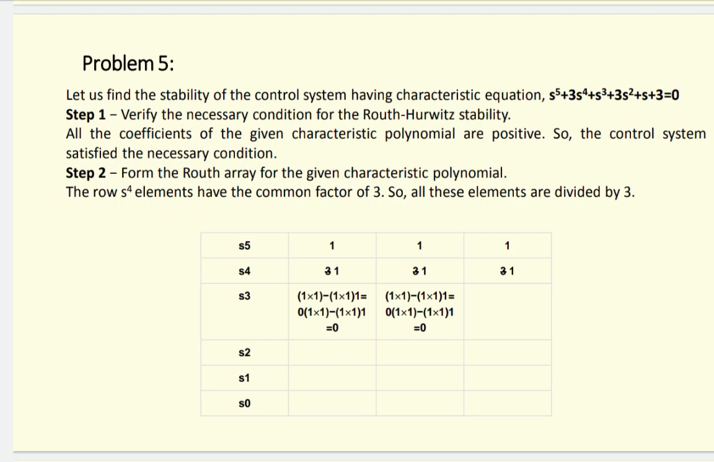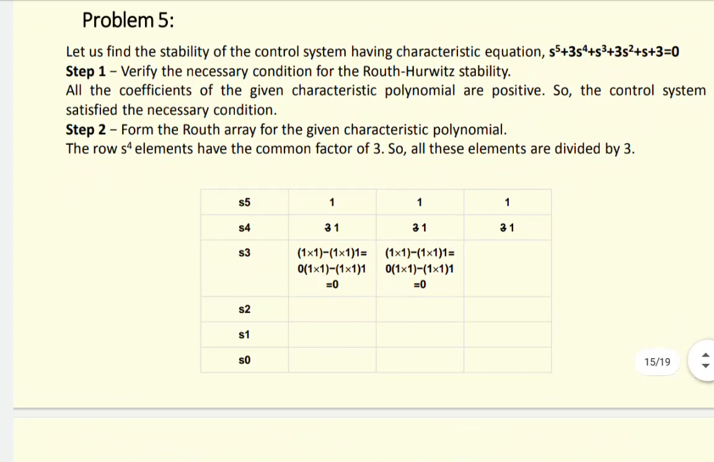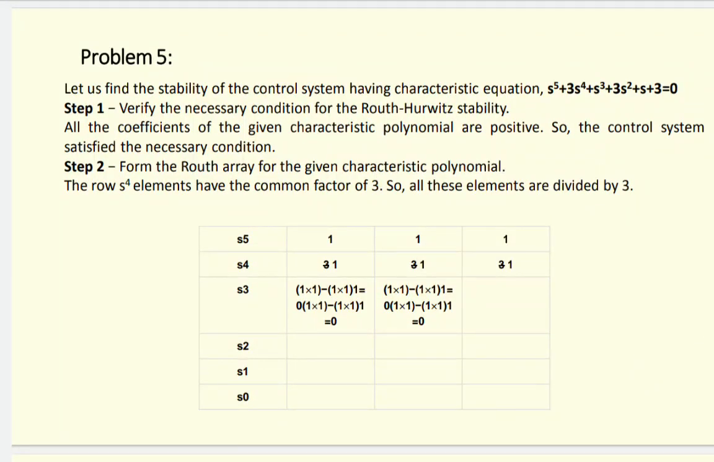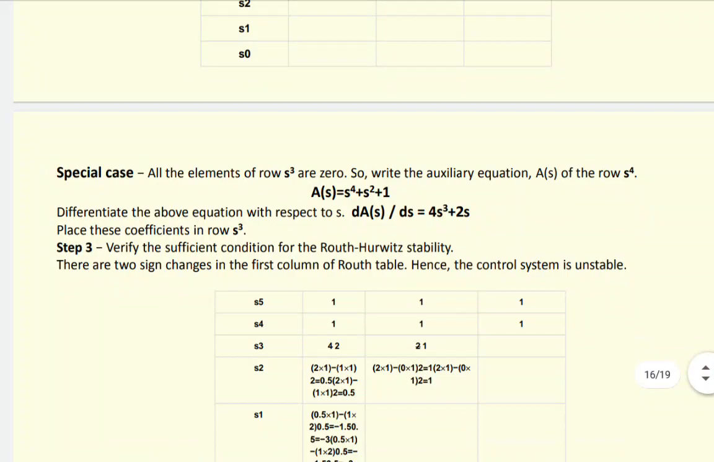Now, see what interesting phenomenon will occur for this problem. Form the Routh array for the given characteristic polynomial. The s^4 row elements have the common factor 3. After making the Routh table from s^5 to s^0, after substitution of the two successive rows, the first row is 1 1 1 and the second row is 3 3 3; I am taking common 3, so it is 1 1 1. Then the s^3 row contains all elements 0. So we can say the Routh stability criterion breaks down, because previously only one element was 0, now the entire row is 0. So how can I overcome this problem?